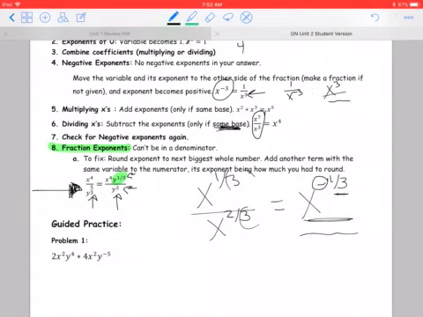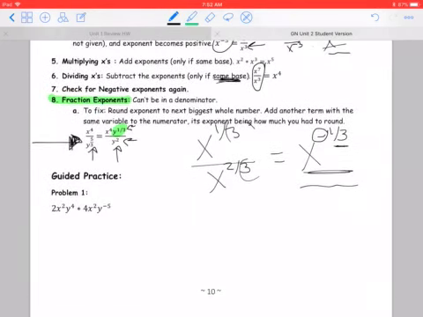Okay, let's just practice some of these rules. So problem number 1, go ahead and go through each of these steps. If there's any parentheses, I don't see any parentheses with exponents, go ahead and multiply those coefficients then. So we get 2 times 4 right here. So we get 8. And then we have 2 x's being multiplied, so x squared times x squared.